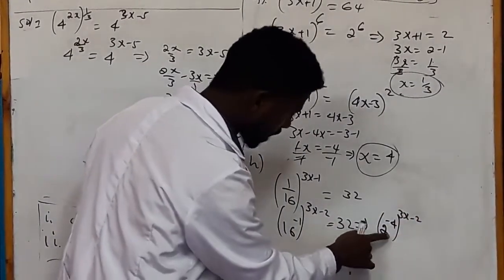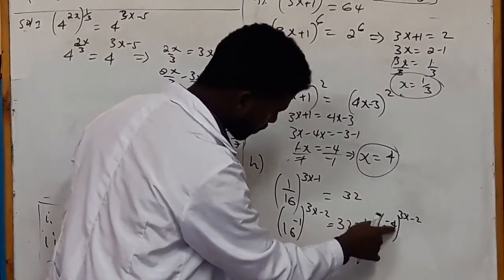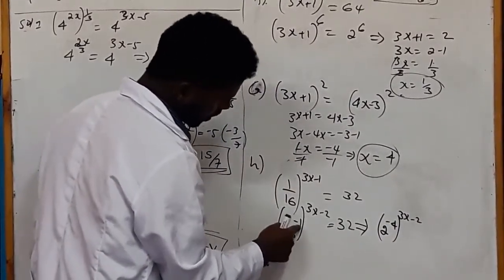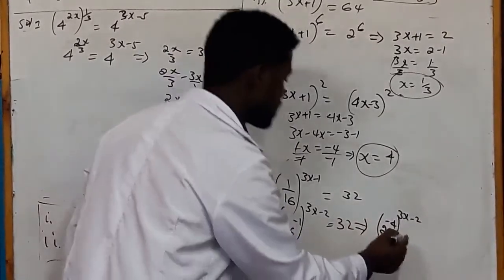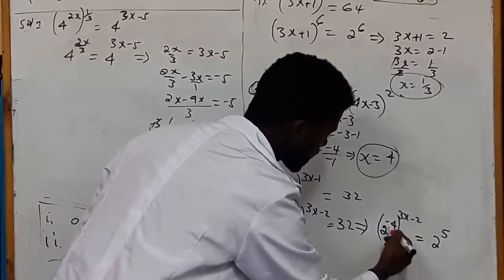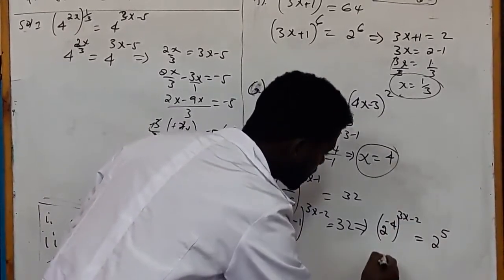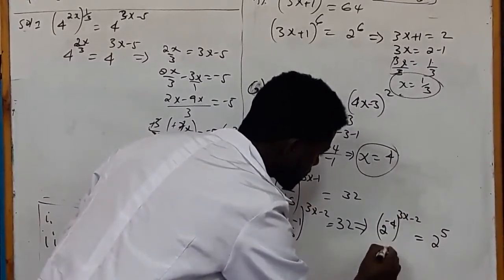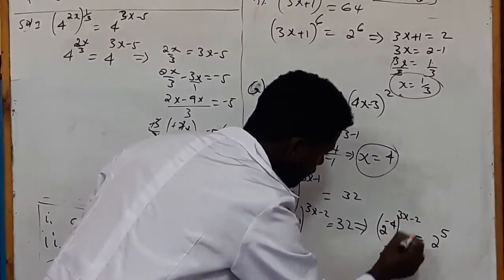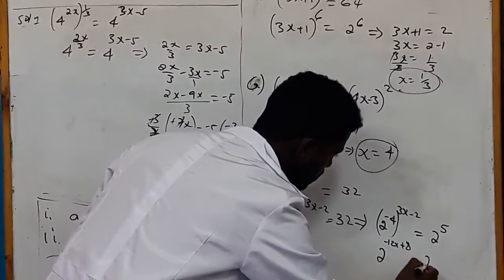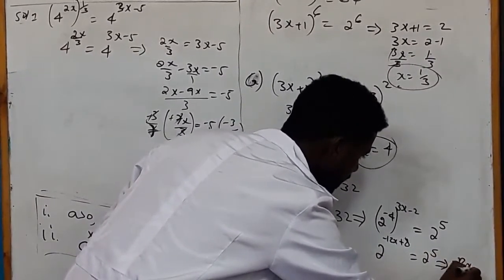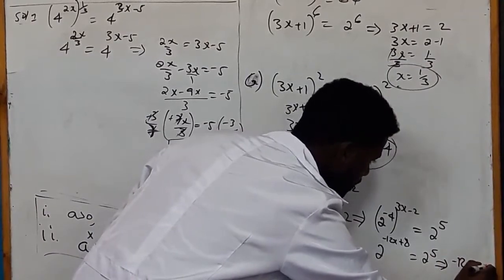Don't forget that the reason why I make 2 to the power of negative 4, 6 means 2 to the power of 4, and 4 times negative 1 is negative 4. That's the reason. It's equal to the power of 5. Now the bases are similar, and we have to multiply this one. To the power of negative 4 times 6 is negative 24x, and plus 8. Negative 4 times negative 3 is positive. So it's equivalent to the power of 5. This means negative 12x plus 8 is equal to 5.